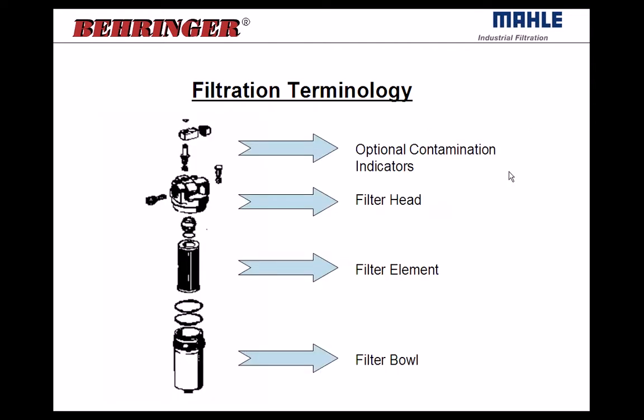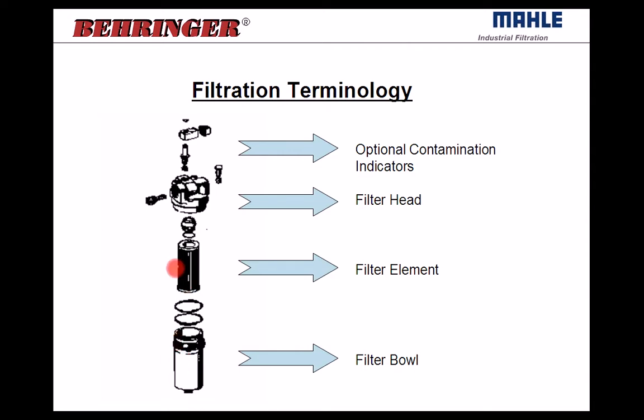And here's a diagram that just shows the filter housing has a couple of devices. You have the filter head, typically, and a filter bowl. And in pressure filters, you'll typically see it like this, where the head is in the upward position and the bowl would hang down. But there's many other configurations.